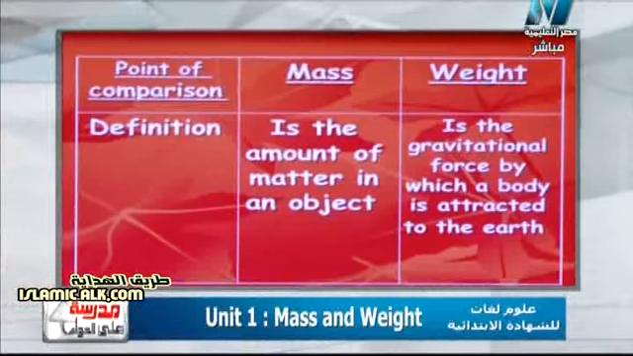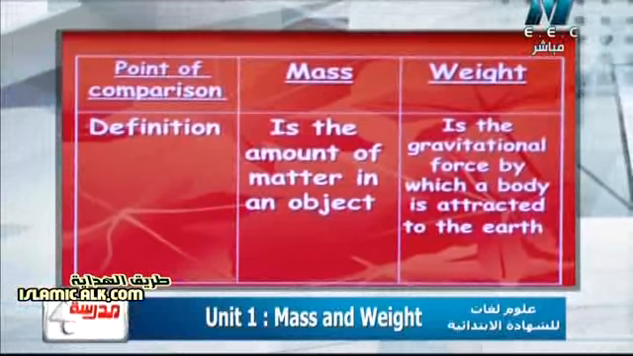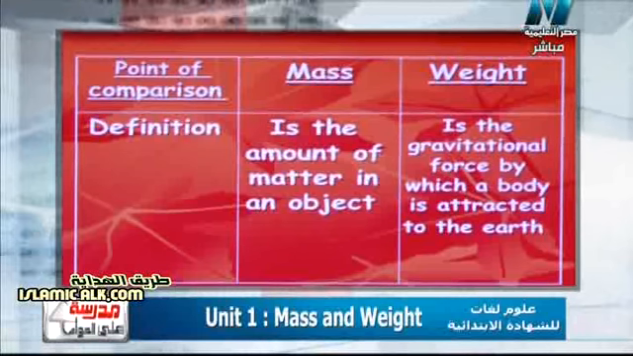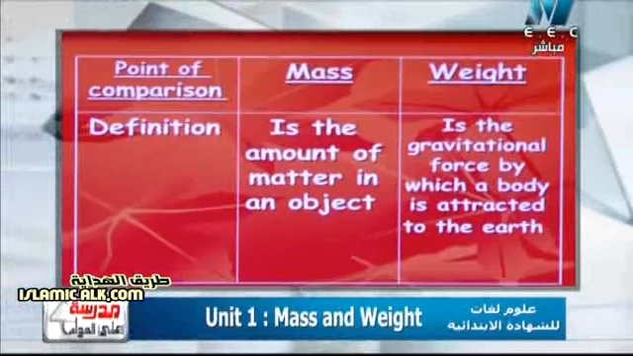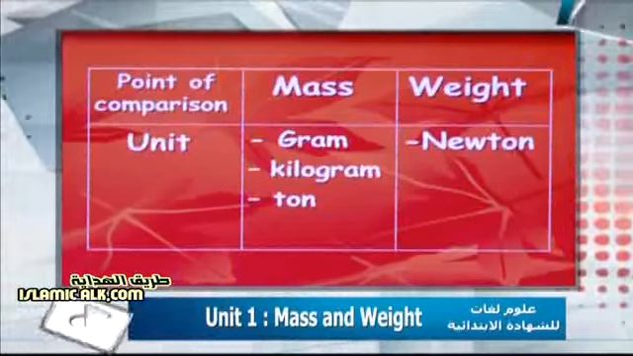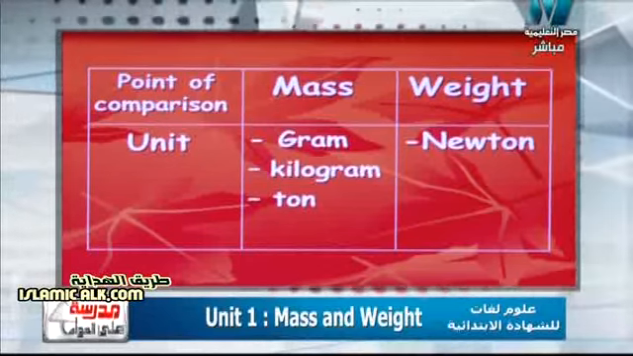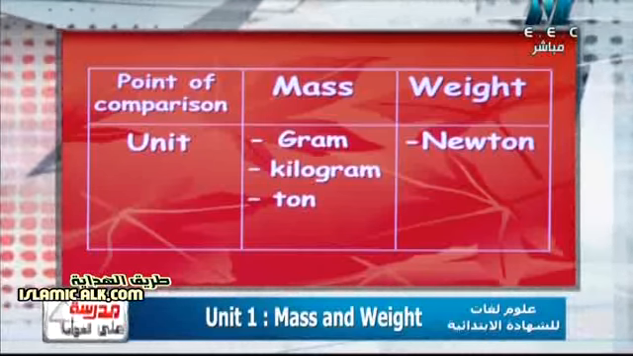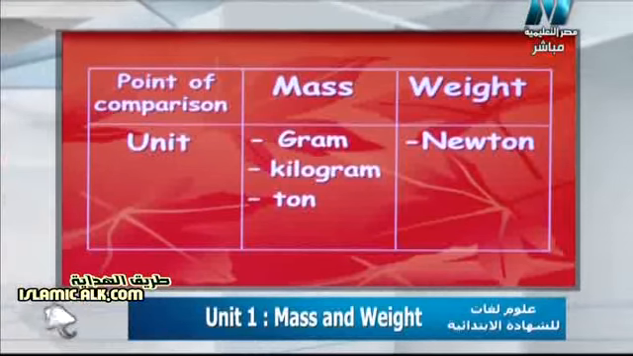Whenever I am asked to compare, I must make a table, and the first column is called the point of comparison. We are talking about mass and weight, so this table will have 3 columns: point of comparison, mass, and weight. Another point is the unit of measurement for mass and weight. We know that mass has 3 units such as gram, kilogram and ton. But what about weight? Weight has only 1 unit which is Newton.